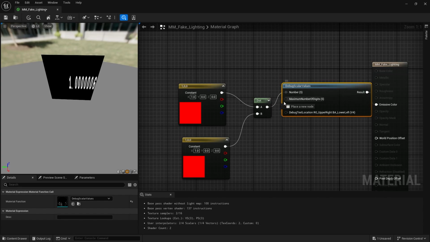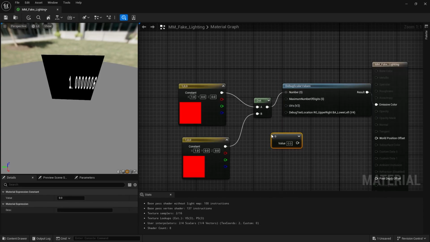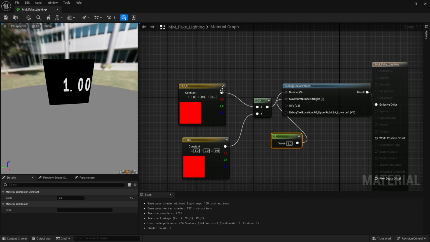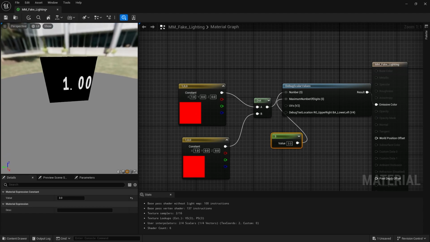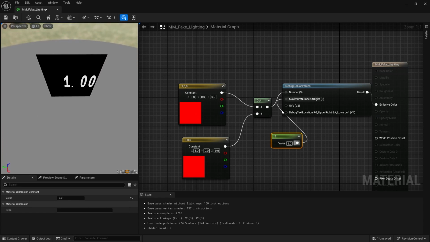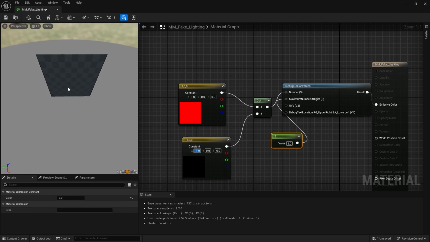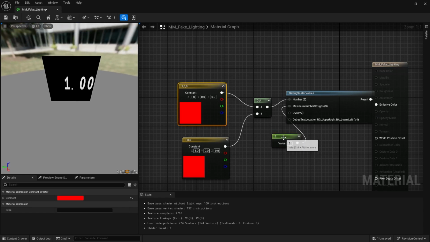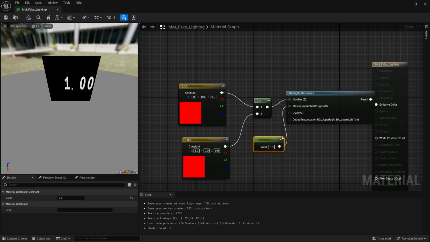It is 1, but we can change the digits to actually get 3 decimal places. Yep. So the dot product of two vectors facing in the same direction gives us 1. If they are in totally opposite directions, it gives us -1. These two values will give us this thing.